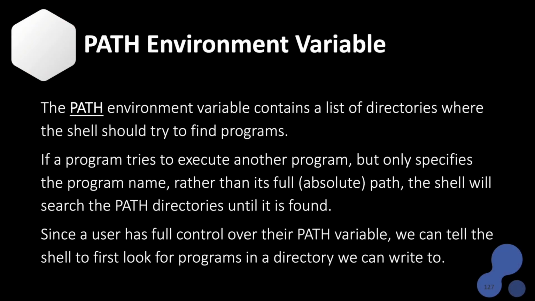The path environment variable contains a list of directories where the shell should try to find programs. If a program tries to execute another program, but only specifies the program name rather than its full absolute path, the shell will search the path directories until it is found. Since a user has full control over their path variable, we can tell the shell to first look for programs in a directory we can write to.